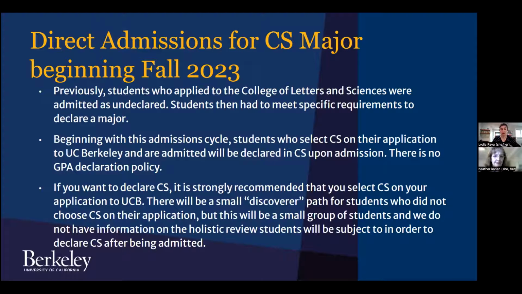One very strong caveat here is if you want to declare computer science, admissions is very, very strongly recommending that you put it on your application at the time when you're applying to Berkeley. If you put something else, like data science, math, economics, and then you decide you want to switch to computer science later after you are admitted to Berkeley, there will be a very small, what they're calling discoverer path for students who didn't put CS when they applied to Berkeley. But again, it's going to be very small.